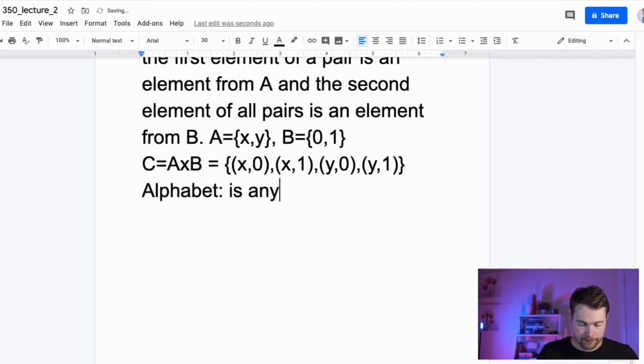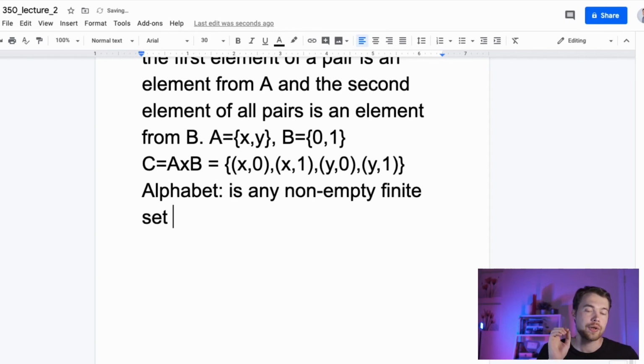An alphabet is any non-empty finite set. Okay, so what does that mean? It is a set, right? A group of objects of the same kind. It is finite, which means it's not infinite. It contains a certain amount of characters, let's say 26, for example. And it's also not empty. You cannot have an alphabet which contains nothing, right? Otherwise, how can you speak or write words from that alphabet? It has to contain at least, I don't know, one symbol.